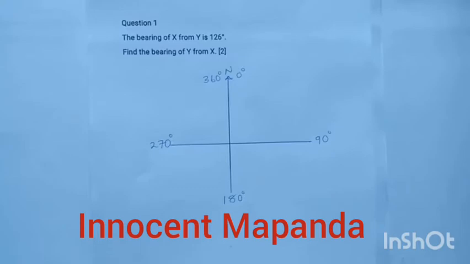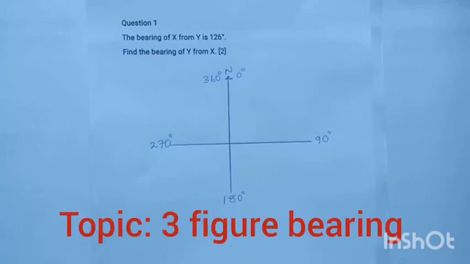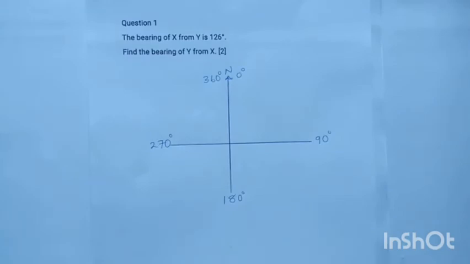Today we'd like to do three-figure bearing. So we are going to start with question number 1. It reads: the bearing of x from y is 126 degrees. Find the bearing of y from x.